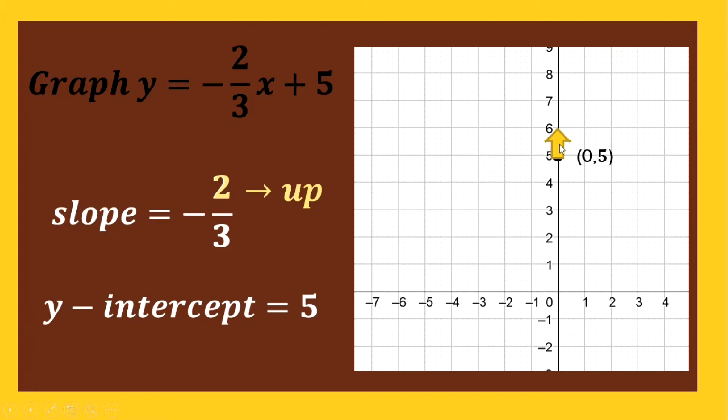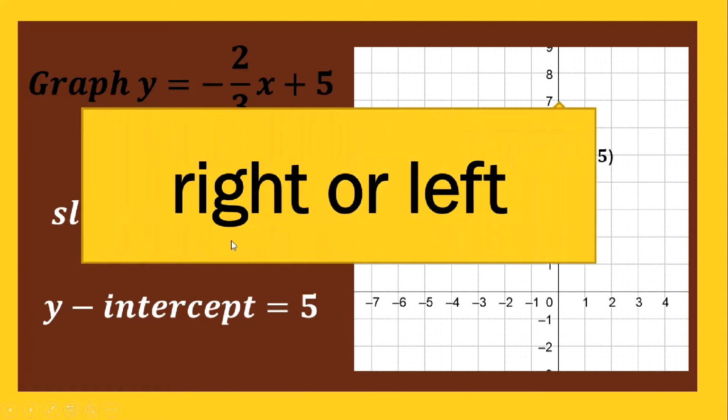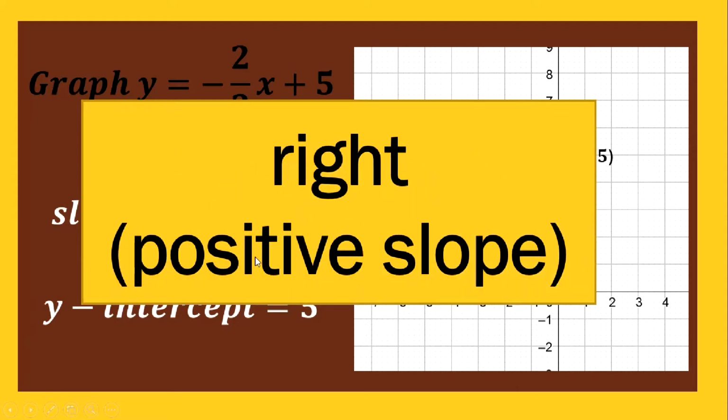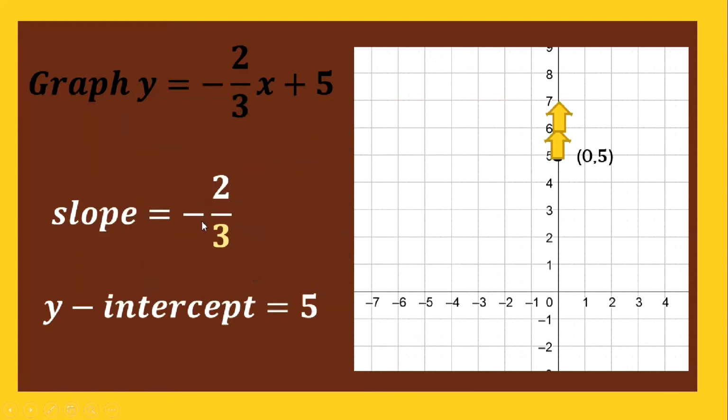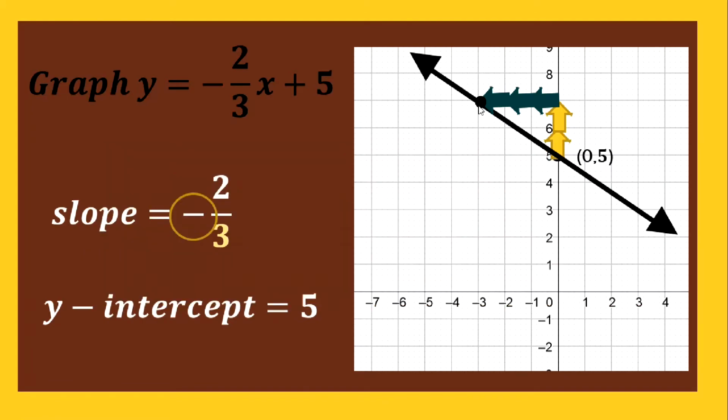From this point, we have 1, 2. Next, we have our run. Dito nyo tatanungin yung sarili nyo kung magra-right or magla-left kayo. And yung answer, depende sa slope. Magra-right kayo kung positive ang inyong slope at magla-left naman kayo kung negative ang inyong slope. So, in this case, we have a negative slope. So, ibig sabihin, magla-left tayo ng 3. So, we have 1, 2, 3. So, ibig sabihin, nandito yung other point natin. Then, connect lang natin yung 2 points na yon to form the line. So, this is the graph of y equals negative 2/3 x plus 5.